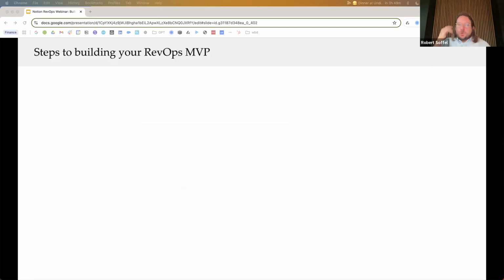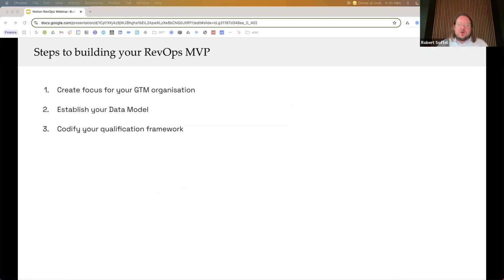So what are the steps to building that MVP? This is how I think about a RevOps MVP. There might be different definitions of it, but what are those steps? The first thing, as I mentioned a minute ago, is creating focus for your go-to-market organization. The next is establishing your data model, taking a page out of Winning by Design. The third thing is codifying your qualification framework. Fourth is designing and implementing your MVP go-to-market processes. That's a mouthful, but I want to emphasize MVP on that, which we'll talk about in a second.